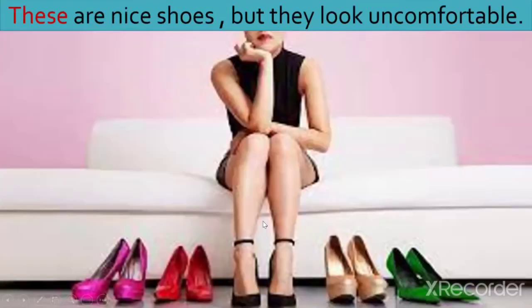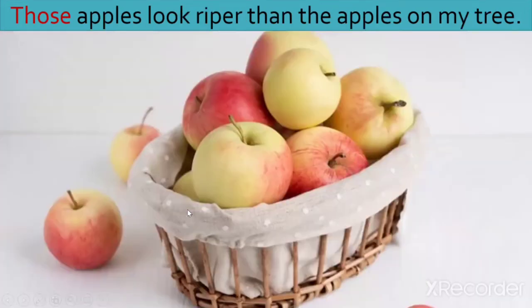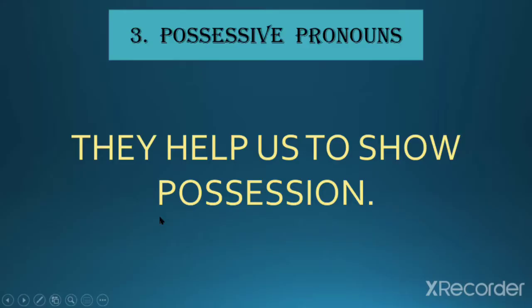Understood? These are nice shoes, but they look uncomfortable. So these is a demonstrative pronoun referring to plural objects. These are nice shoes. So these is the demonstrative pronoun. If I say these shoes are nice, then it becomes a demonstrative adjective because these is followed by the noun shoes in this case. Okay. Those apples look riper than the apples on my tree. Those also refers to a demonstrative pronoun.